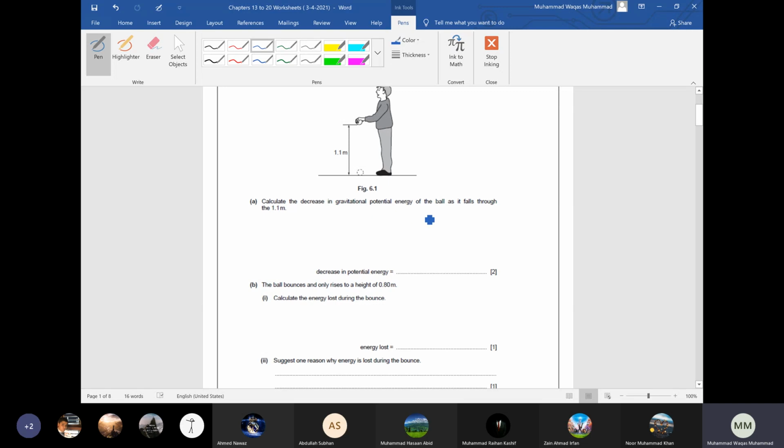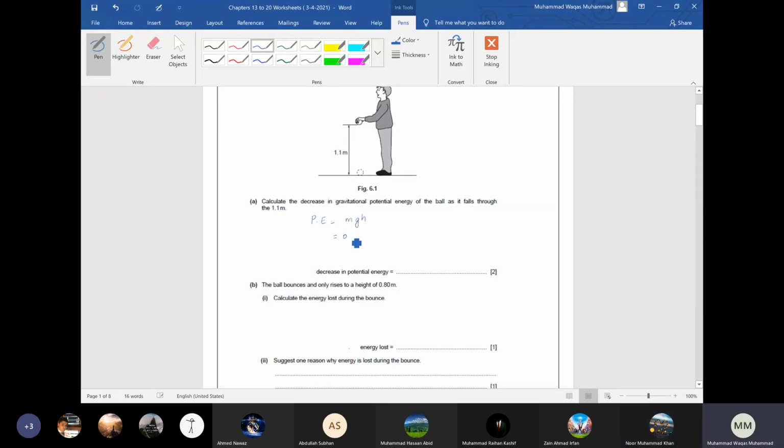Calculate the decrease in gravitational potential energy of the ball as it falls through 1.1 meter. So beta, we know mgh, so that is 0.5 into 10 into 1.1, which is 5.5 joules. Very good, beta. Shabash. mgh.